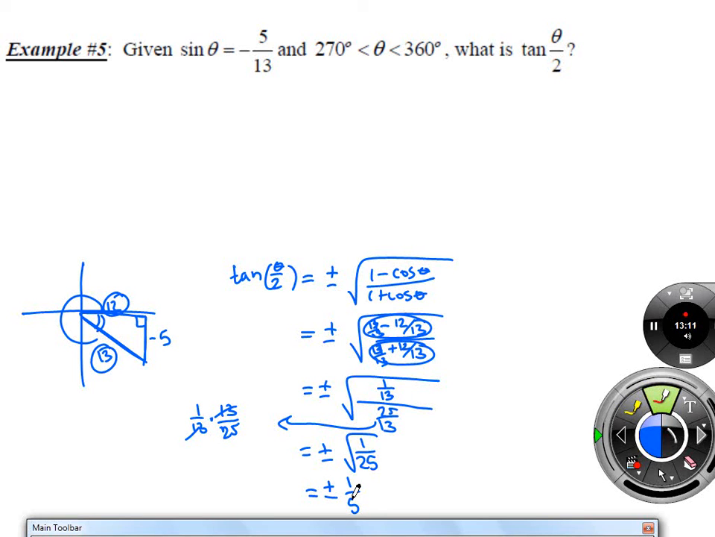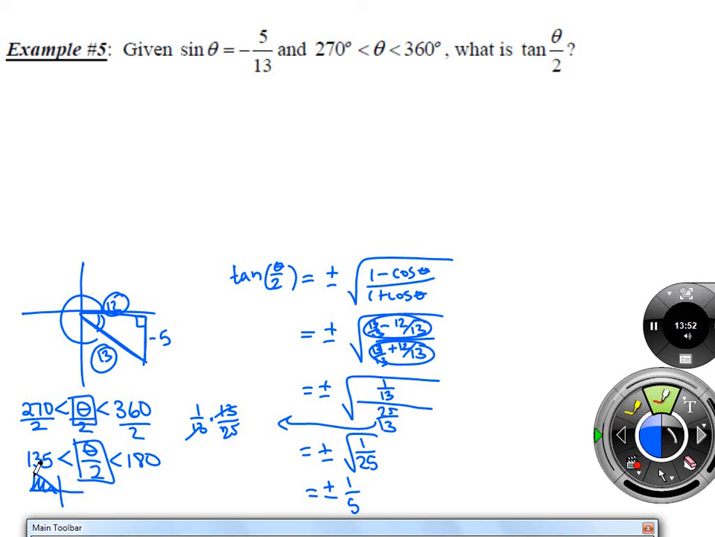Well, think about where your angle was and if you cut that in half. So you had a statement that said 270 is smaller than your angle, but your angle is less than 360. If this is what's true about theta, you should be able to write an inequality about what is true when theta is divided by 2. If we did that to each side of the inequality separately, and we don't flip the inequality unless we divide by a negative, 270 divided by 2 is 135. 360 divided by 2 is 180. So this is telling me theta over 2 is an angle that is between 135 and 180. So it is somewhere in here. Would the tangent of an angle in that range be positive or negative? It would be negative. So the final answer here is negative 1/5.